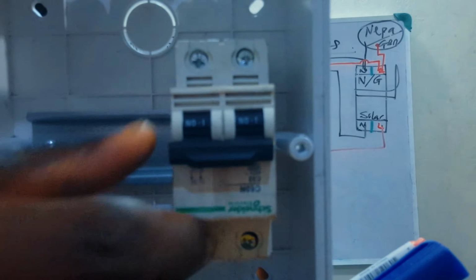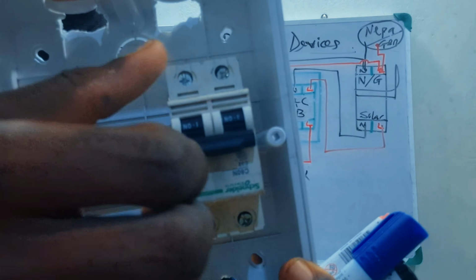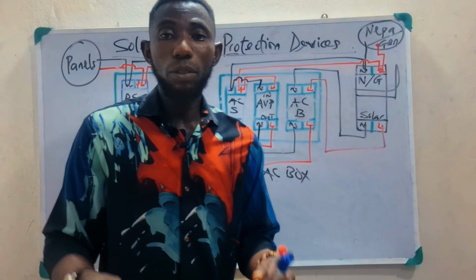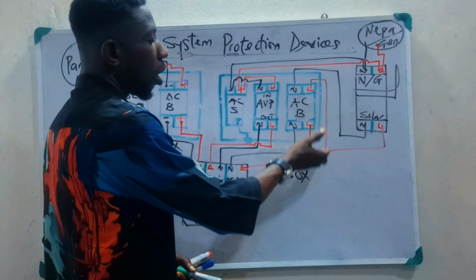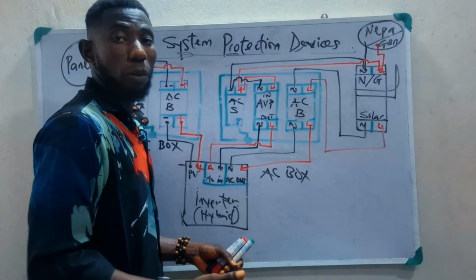You can see this breaker you are seeing. This is the switch. We off it, we on it. We off it, we on it. So either of the two sides that you use, it is still going to make power supply flow and also break off the power supply.